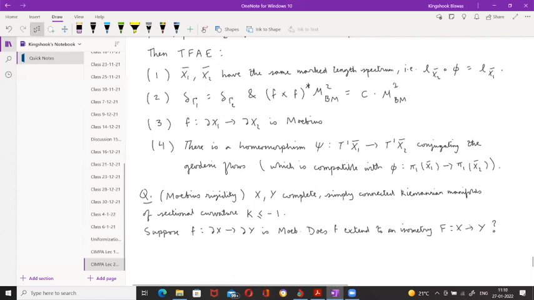Okay, and now you can see the motivation for this question. If this is true, then this will say that the Mach length spectrum conjecture is also true, right? Because if you have the same Mach length spectrum, then the boundary map is Mobius, and then it extends to an isometry, and then you're done, all right? Like in the proof of Mostow rigidity.